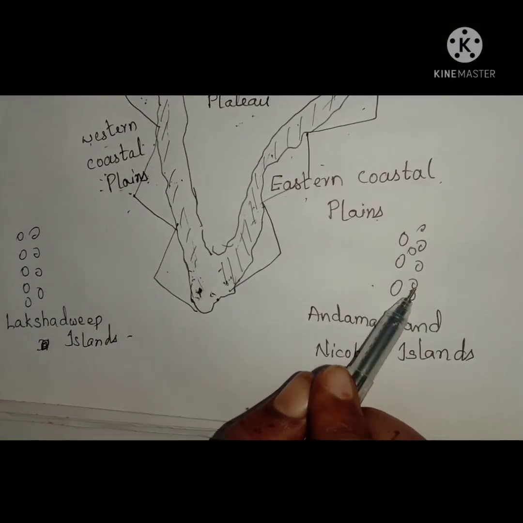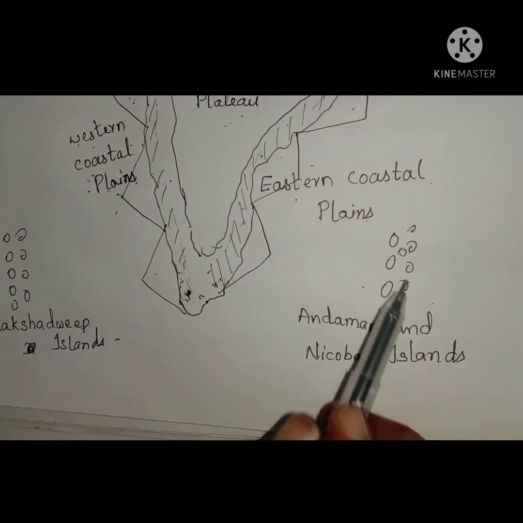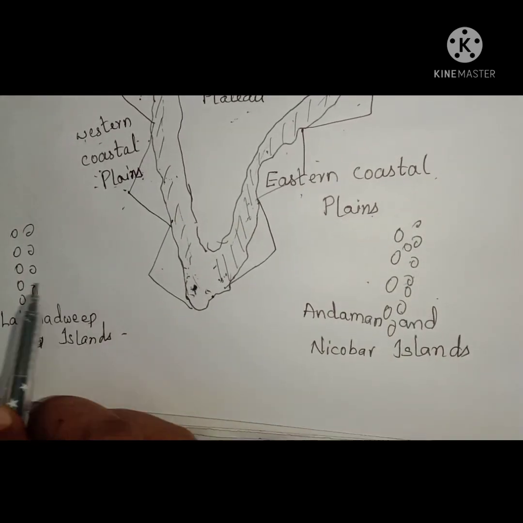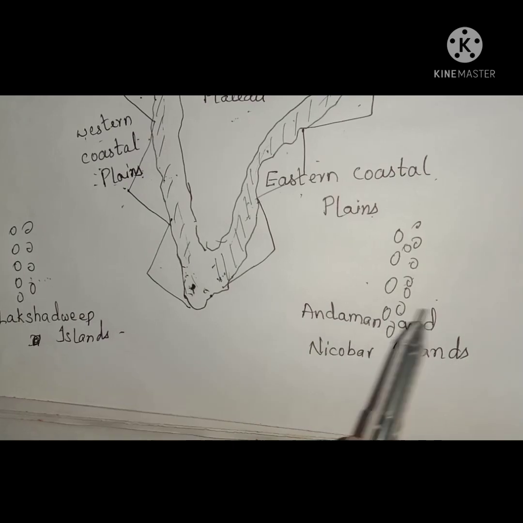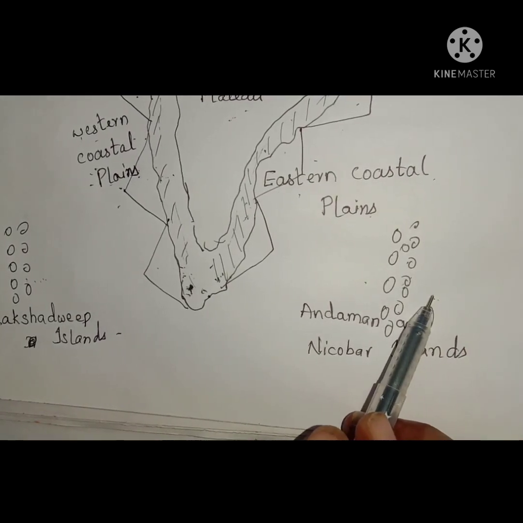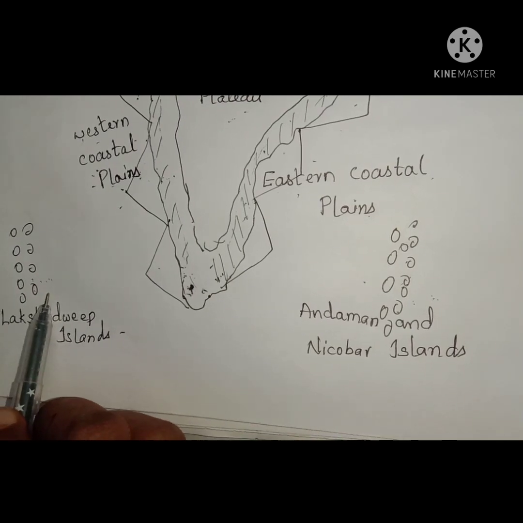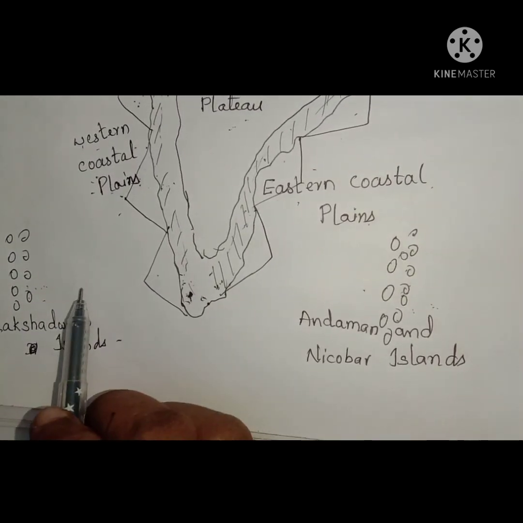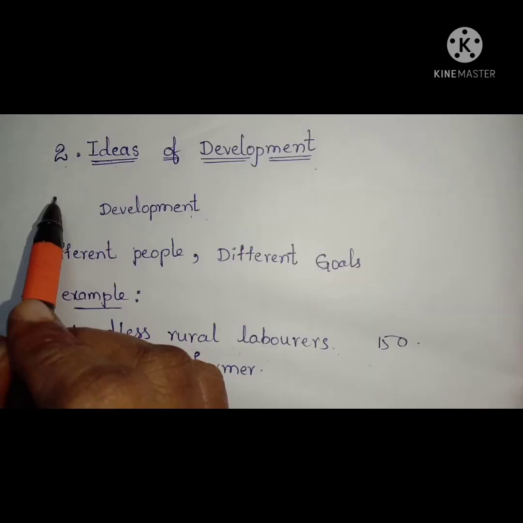Islands. There are two groups of islands: the Andaman and Nicobar Islands stretching in the Bay of Bengal, and the Lakshadweep Islands in the Arabian Sea. The Andaman and Nicobar Islands are of volcanic origin, and the Lakshadweep Islands are of coral origin. Okay children, I hope you all understood the first chapter, India Relief Features.